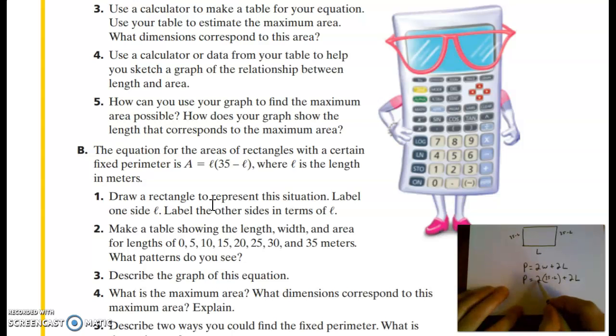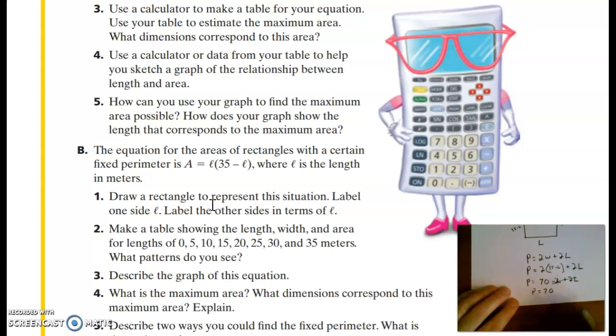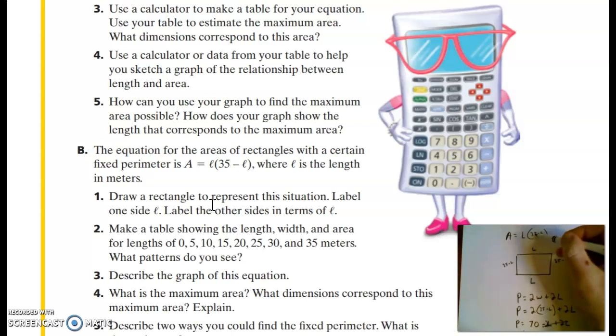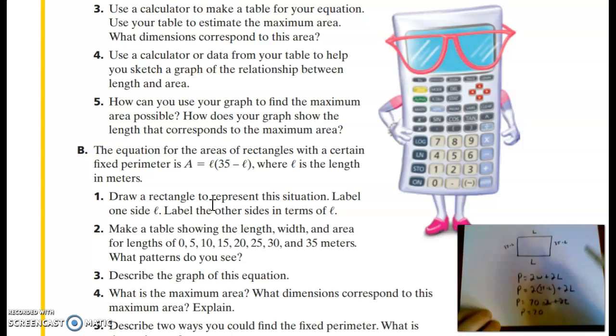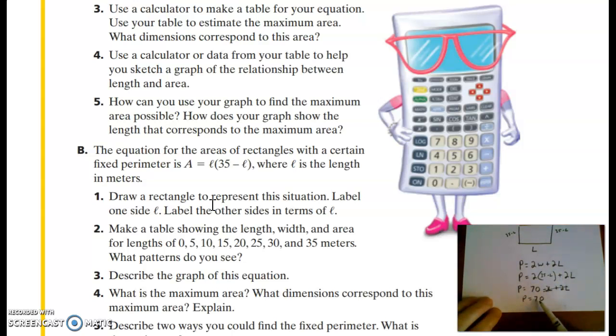I then can go ahead and distribute this. So I get perimeter equals 70 minus 2L plus 2L. Make sure I distribute not just this, but also that. So it's actually minus 2 L's. And what I notice is these two L's cancel out. So now I can see that the perimeter equals 70. So sure enough, if this is my formula, that number is half of your fixed perimeter, and I just showed you why it's actually 70.